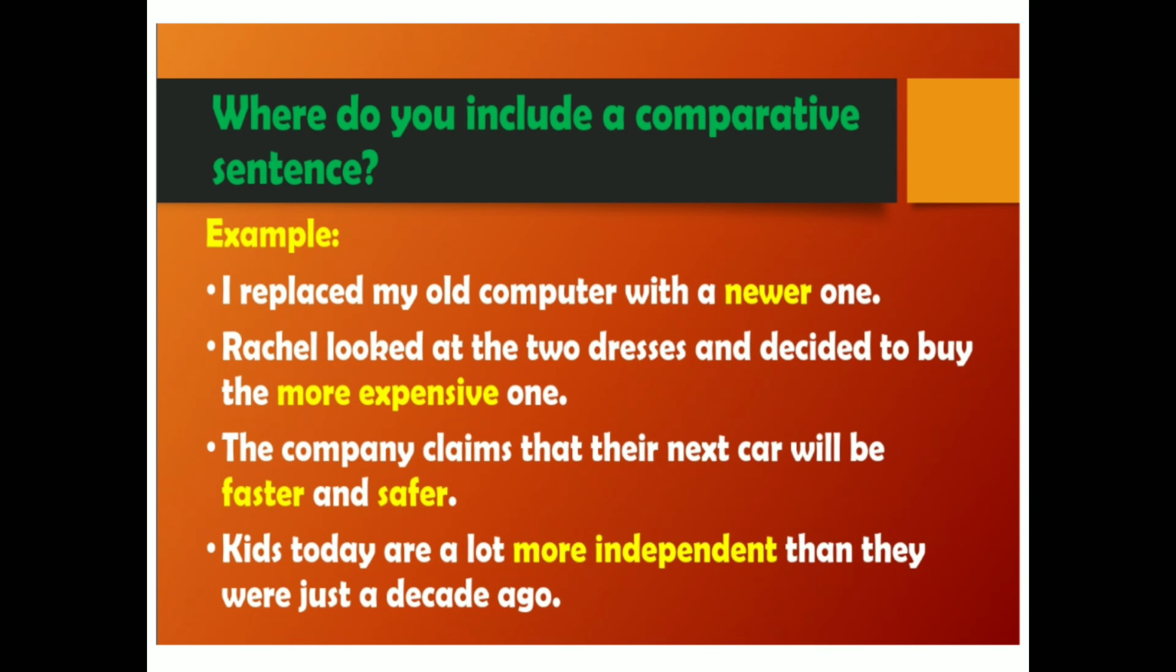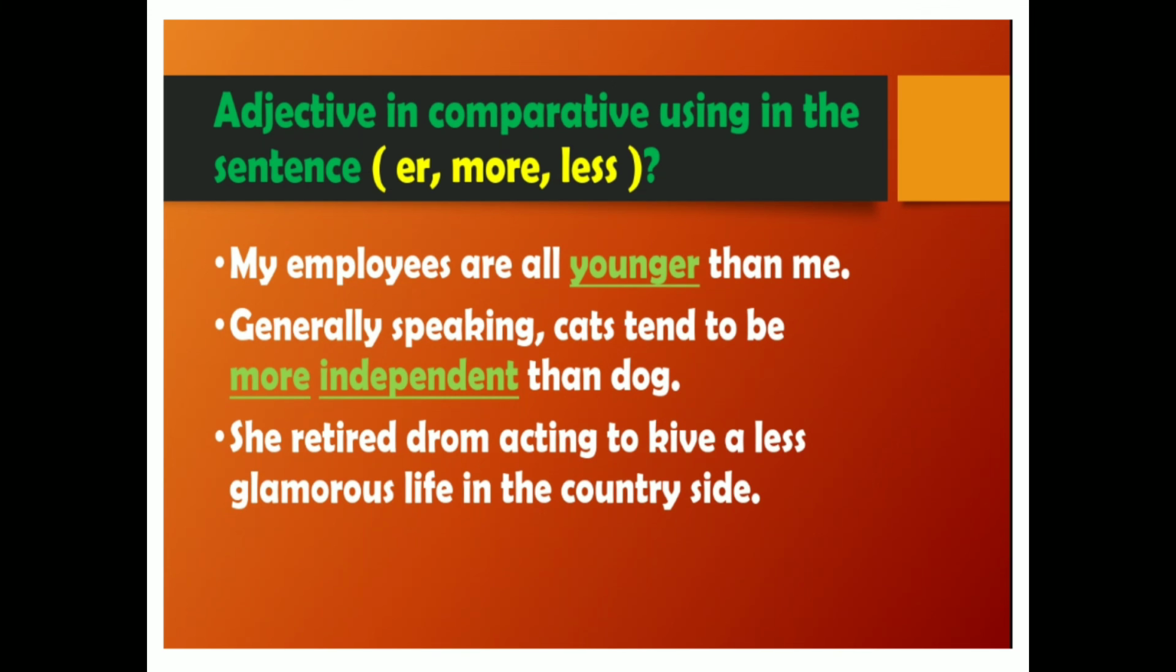Next is: the company claims that their next car will be faster and safer. So ang ilang car is faster and safer. So safer and faster are the comparative adjectives. Next: kids today are a lot more independent than they were just a decade ago. So ang kids kung unsa siya, more independent. So more independent is a comparative.